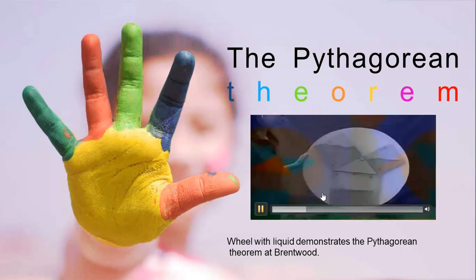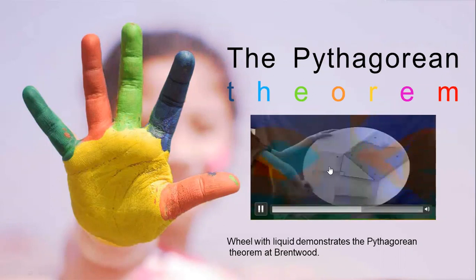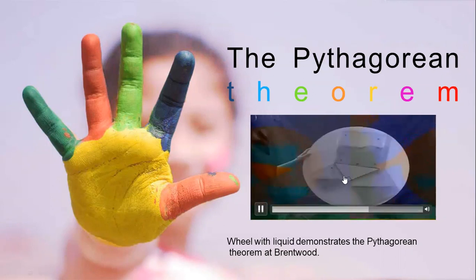As you can see here, these two squares are filled with water. When they flip it around, the water fills the third square, which is the hypotenuse. And the sum of these two squares is just about the same amount of water that fills the hypotenuse.